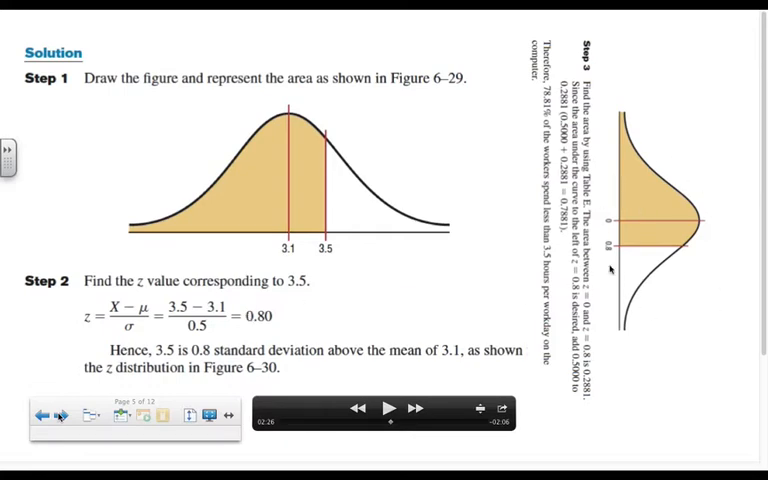And they draw the new picture over here. I see no reason to draw two pictures. Even if you draw one picture, you can just write underneath it if you want to put both of the numbers on there. And the area we're looking for is everything less than that.